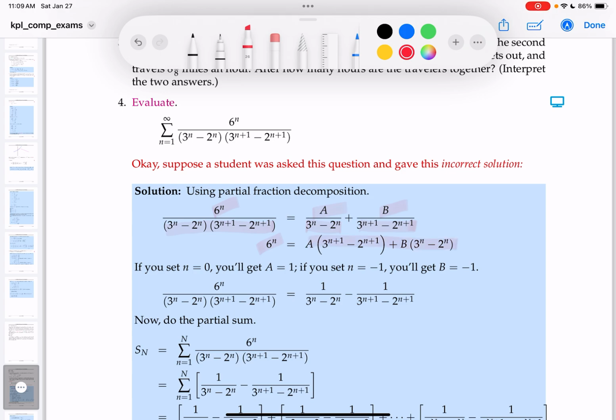Then the student says, just like they did for polynomials, they most likely would choose an easy number for n. If they did, they get A as 1. And then they choose another easy number for n, probably minus 1, and they would get B to be minus 1. And then it splits up like this over here. This doesn't work, though. If you would actually do this arithmetic over here, you would not get this over here. And that's critical.